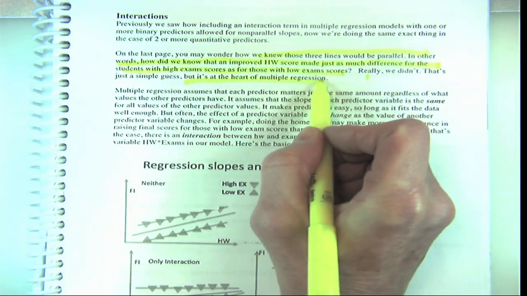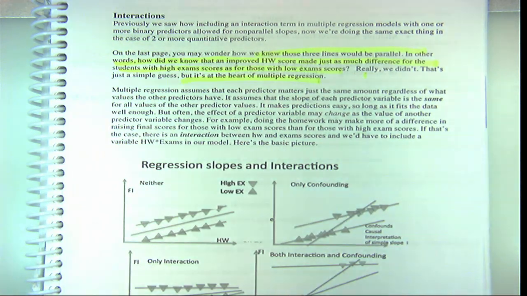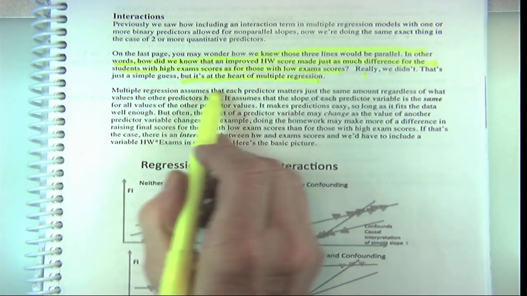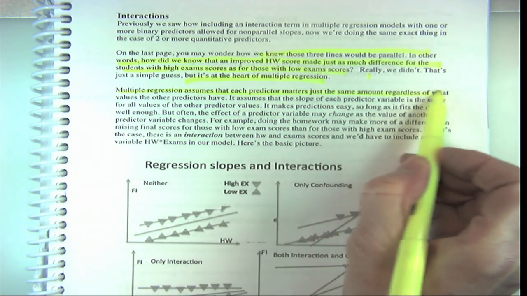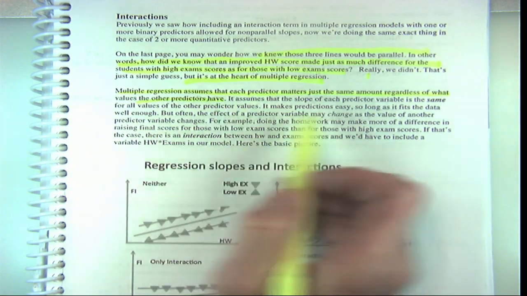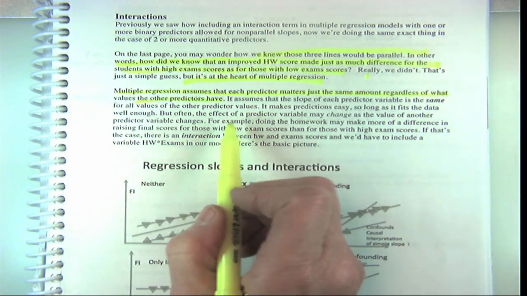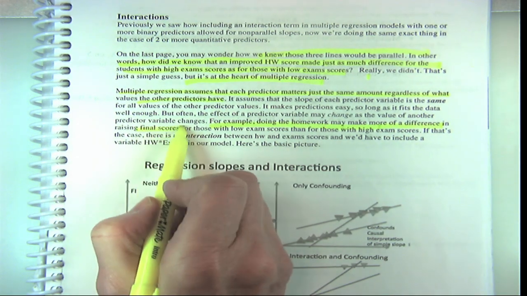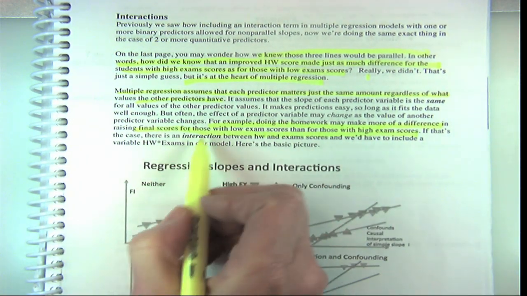But that's at the heart of multiple regression. Multiple regression assumes that, unless you add an interaction term, which is a multiplicative term. So multiple regression assumes that each predictor matters just the same amount regardless of what the other predictors have. So it assumes those parallel slopes. But what if it doesn't? For example, it's very possible that doing the homework may make more of a difference in raising final scores for those with low exams than for those with high. If that's the case, then there's an interaction.